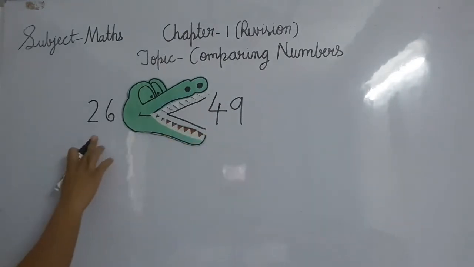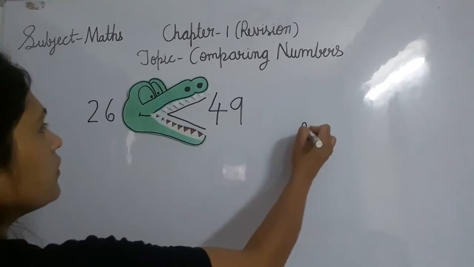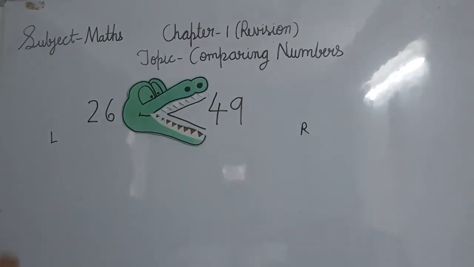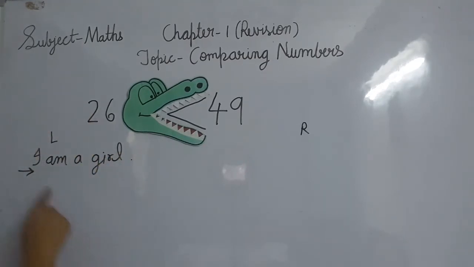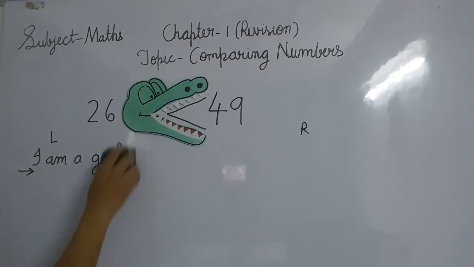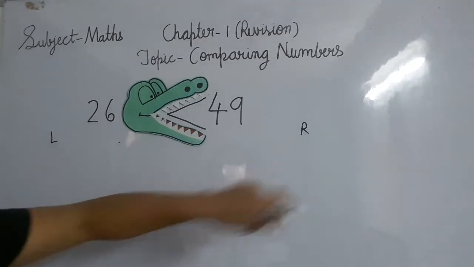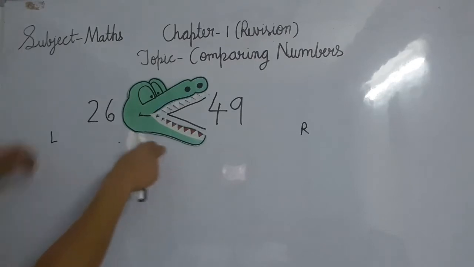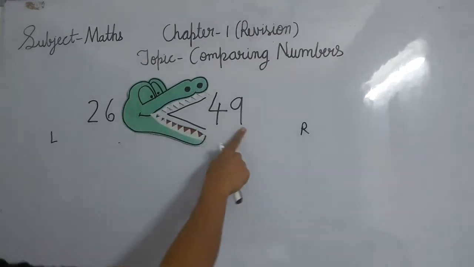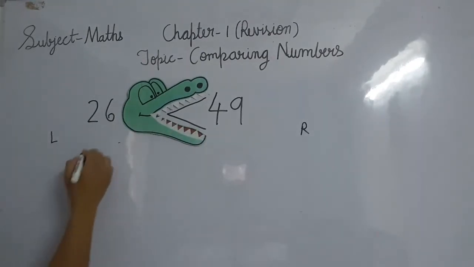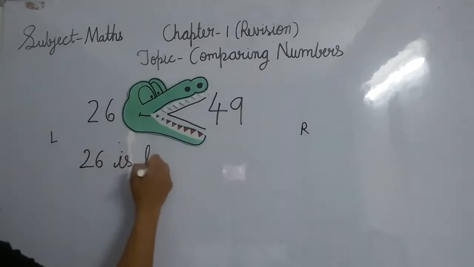Okay, so how will we read this? Let's read from left to right. In Hindi and in English, we always read left to right. Like if I am writing here, I am a girl, I start reading from here. The same way in maths also, I read like I am a girl. I will not read girl am I. That is wrong. So always read left to right. If you read from the left side, the mouth is closing, meaning lesser than. So 26 is less than 49. How will we read this? 26 is less than 49.